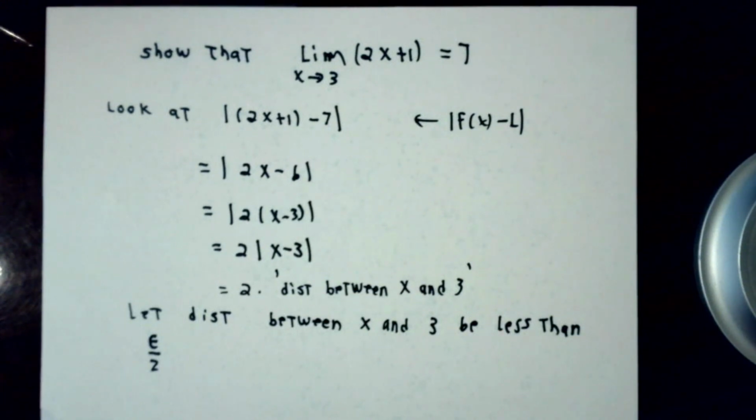The distance between f of x and L on the y-axis is 2 times the distance between x and 3 on the x-axis. If I want this to be less than epsilon, all I have to do is to restrict the distance to be less than epsilon over 2. There's our delta. If the distance is smaller than delta, then things will work out all right.